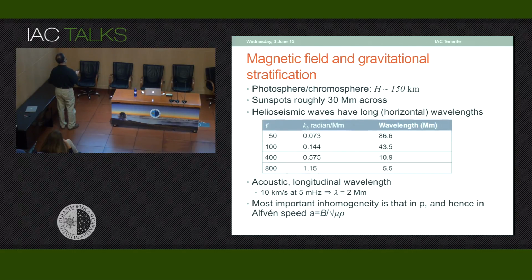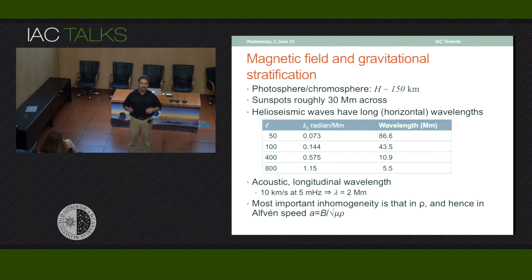Here's the horizontal wave number, and that's the typical wavelength. So we're looking here at wavelengths of order 5, 10, 20 megameters or so. On the other hand, in the photosphere and chromosphere, the density scale height is maybe 150 kilometers. Much, much smaller than the sort of wavelengths you're dealing with, and much smaller than the size of the sunspot, which is maybe 30 megameters across.